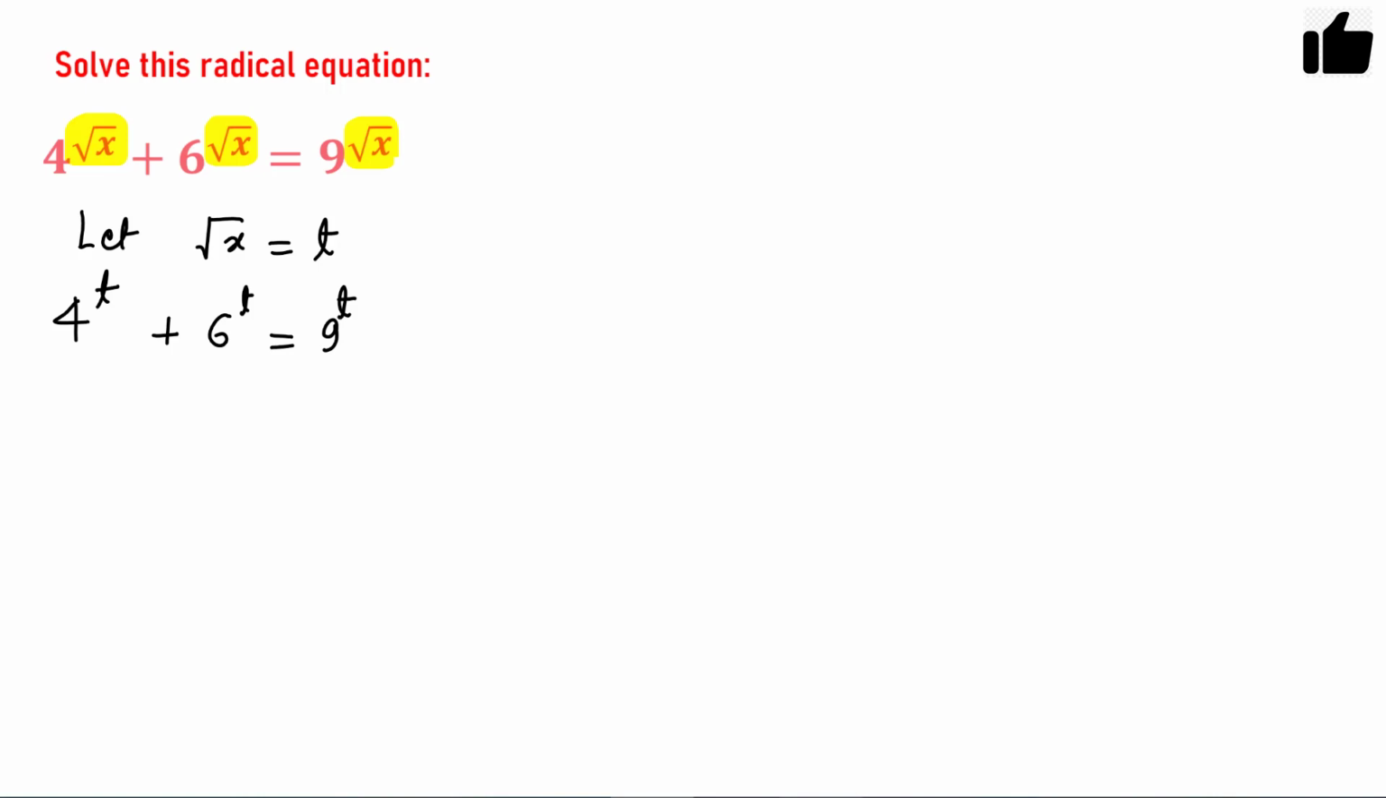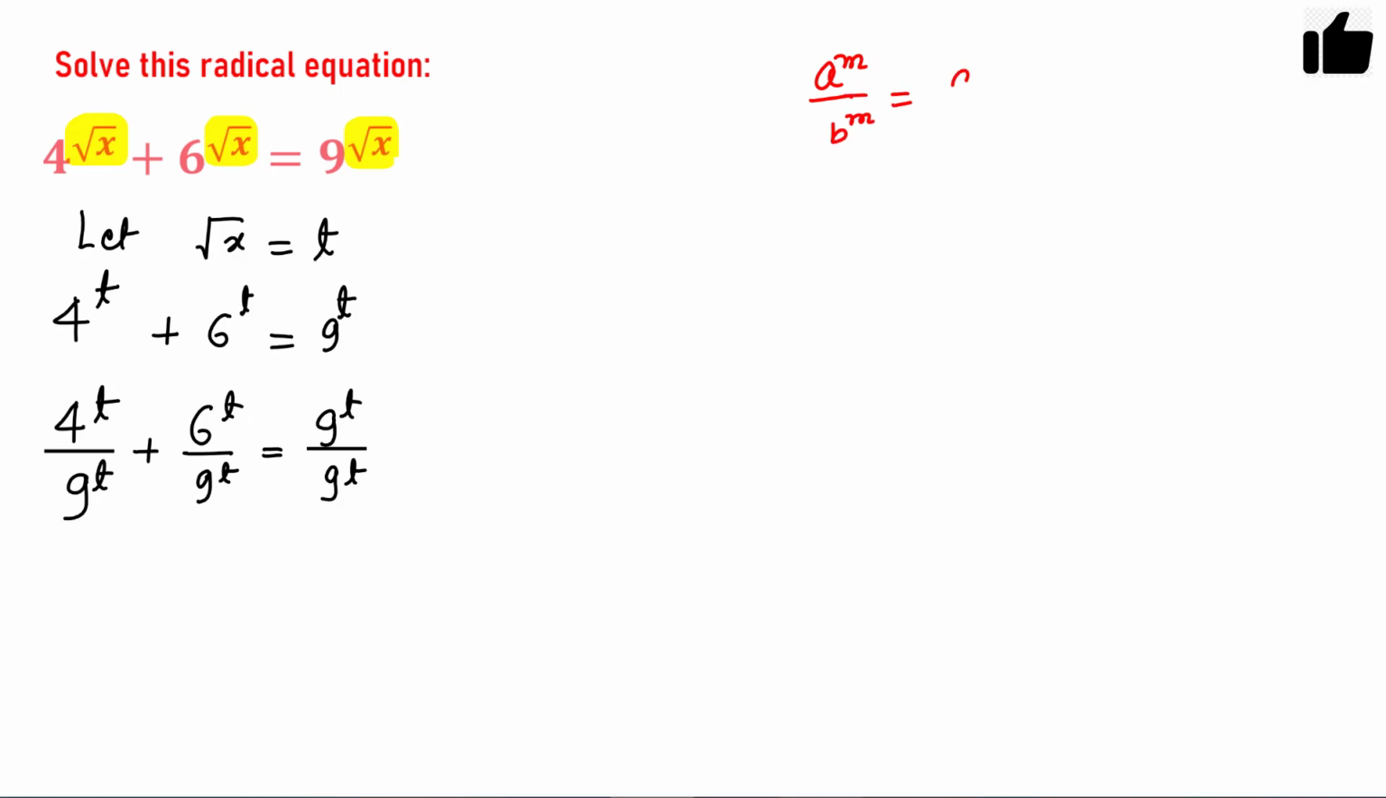Now in the next step I can divide by 9 raised to the power t on both sides. So let us divide the left hand side by 9 raised to the power t as well as the right hand side by 9 raised to the power t. There is a rule in powers: a raised to the power m divided by b raised to the power m can be written as (a by b) raised to the power m. So if I use this rule, this becomes (4 by 9) raised to the power t plus (6 by 9) raised to the power t, and this is simply 1.